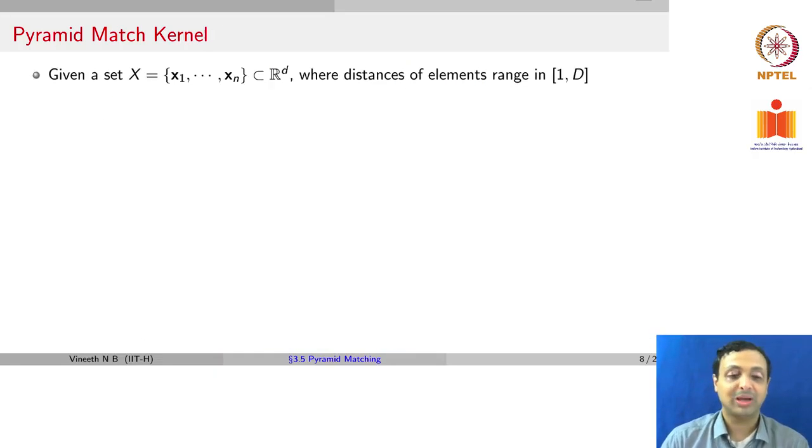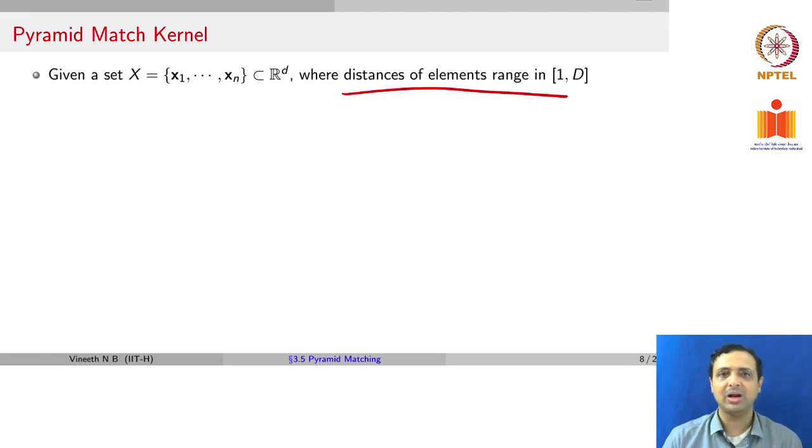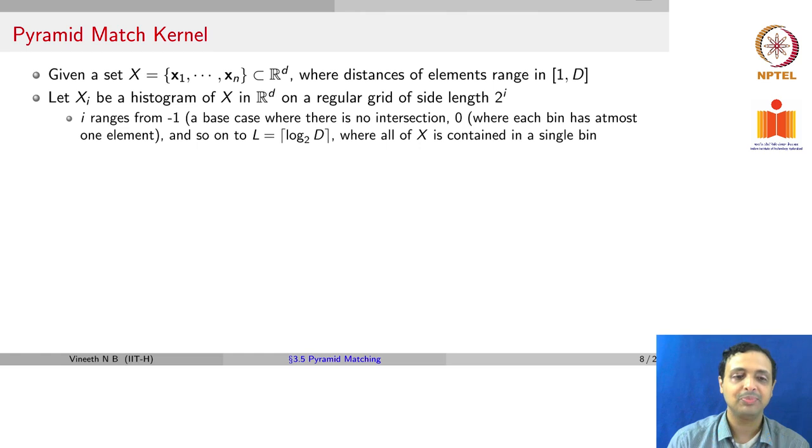So let's try to put this together. Given a set X, which consists of n different features, each belonging to R power D, let's assume that the distances of those elements range between 1 and D. This just helps us build your bins for constructing the histogram. Once you know the maximum distance between elements, you can play around with your histogram bins to define them accordingly.